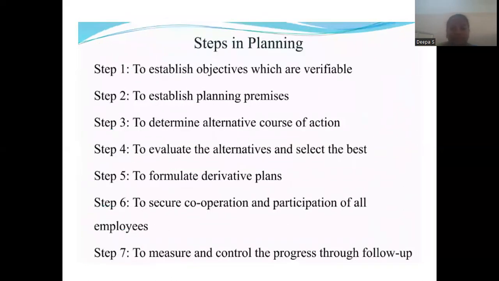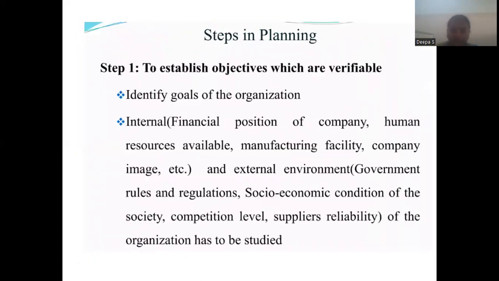The basic steps needed in planning are: first, establish the objective; then describe the premises of planning; then choose any one alternative way of performing your action; after that, evaluate the alternatives to find the best one; then formulate the plan; then get the cooperation and participation of all the employees; and finally measure and control the progress through the different steps. The first step in the planning process is to establish the objectives, that is, set the goal for the organization. It can be done from the internal or the external environment of an organization.